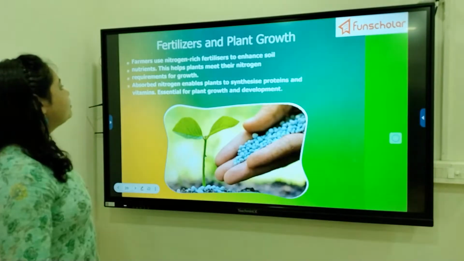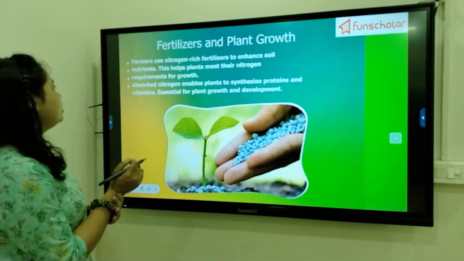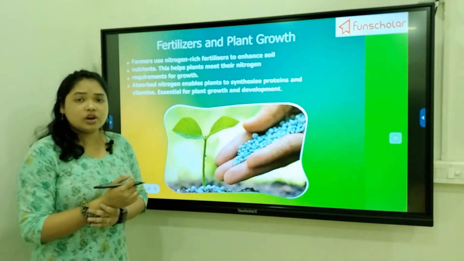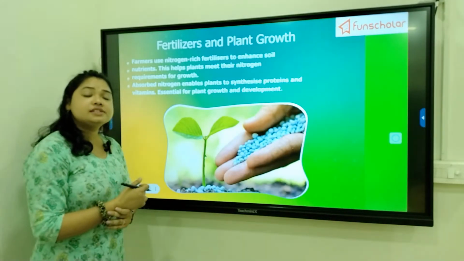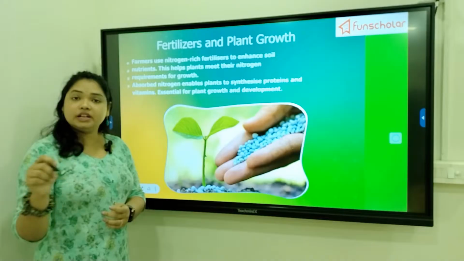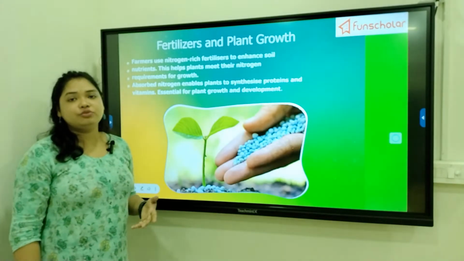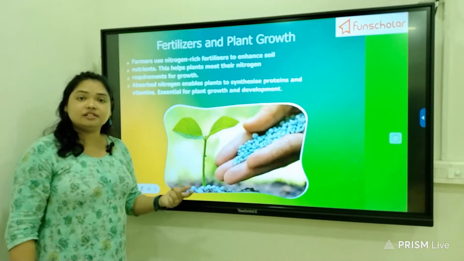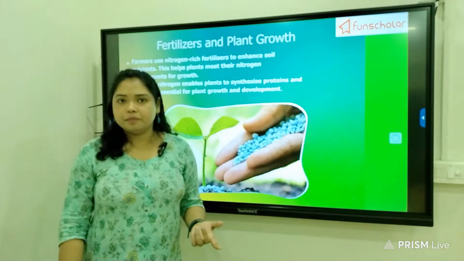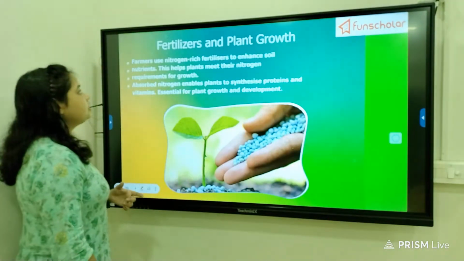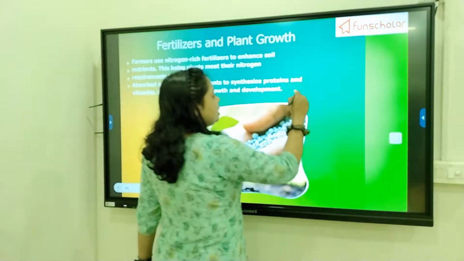Now, fertilizers and plant growth. We have also seen in the video that whenever the soil lacks a certain nutrient, we can use the fertilizer enriched with that particular nutrient so that the deficiency of that nutrient in the soil, and in turn in the plant which absorbs minerals from that soil, can be compensated. And along with fertilizer, we have another organic option, that is manure.